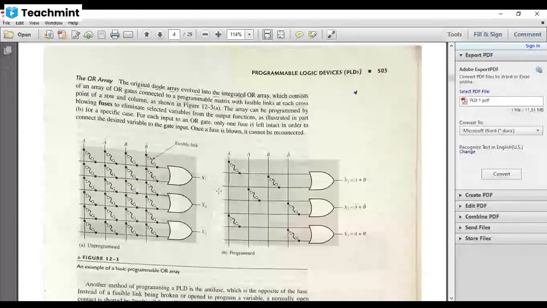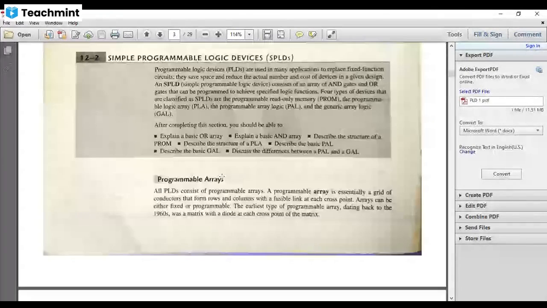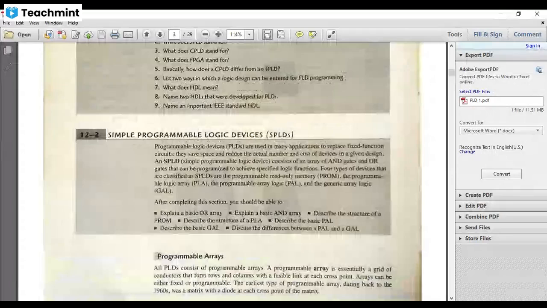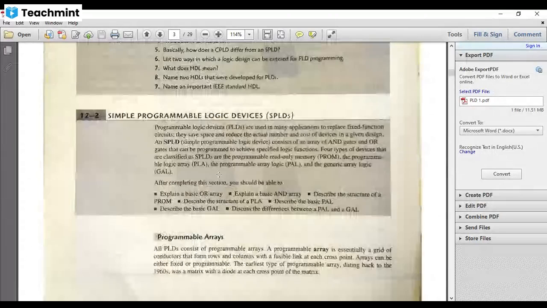Continuing the last lecture regarding the PLD devices. Okay, right now we are going to see the first PLD device, that is the SPLD. Yesterday we discussed the various classifications of the PLD devices, that is the SPLD, then the CPLD, and FPGA. So today we are going to start with the simple programmable logic device, the SPLD device.